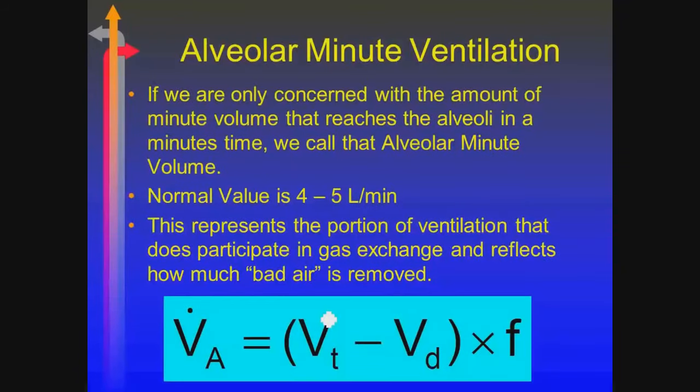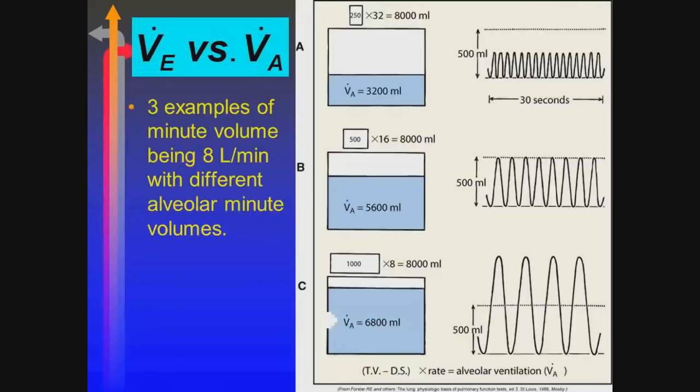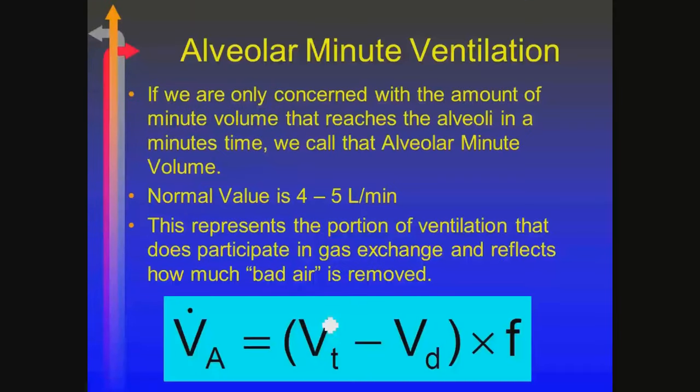So here's my situation. My PCO2 is high because this is low. To make this higher, I make the tidal volume bigger, make my dead space volume less, or make my respiratory rate higher. Which do I choose? It depends.